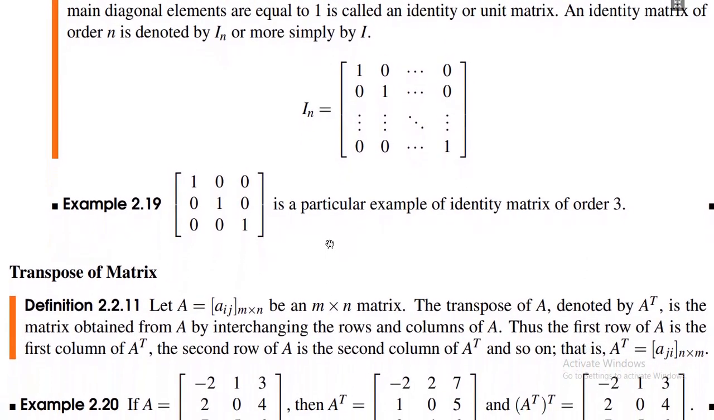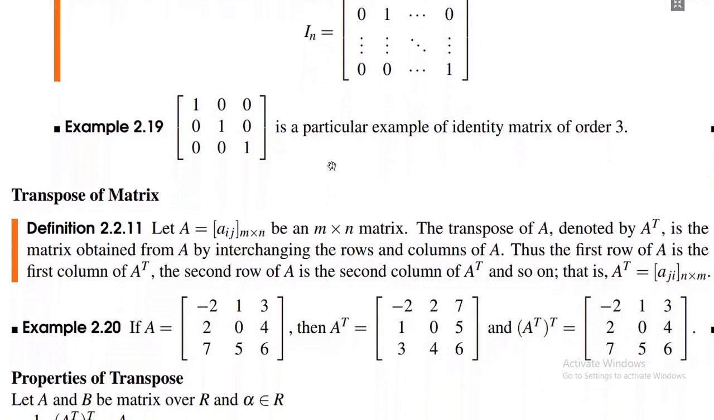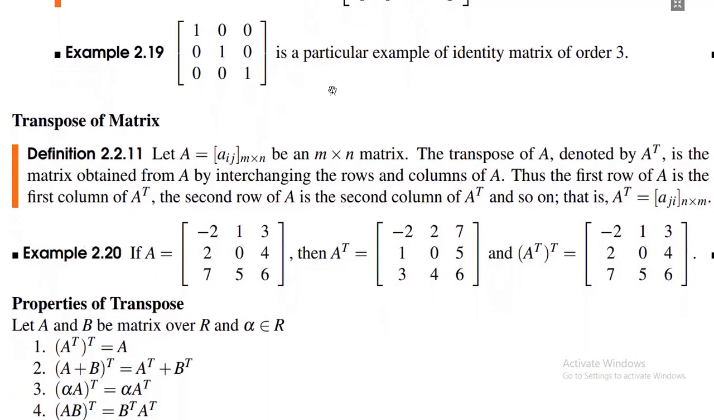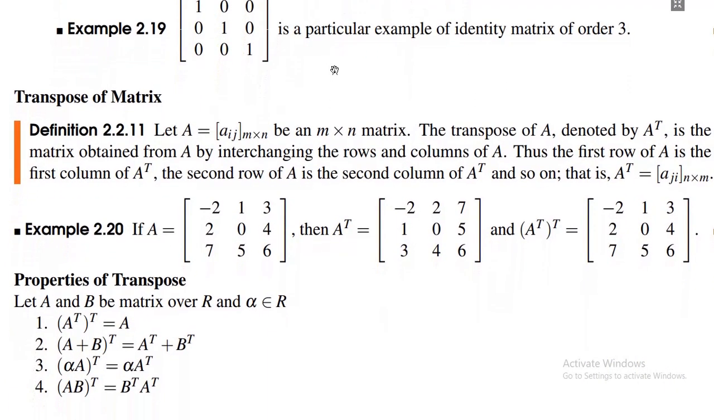Another one is the transpose of a matrix. What is the transpose of a matrix? What are the properties of the transpose of a matrix? Definition: let A = (a_ij) be an m by n matrix. The transpose of A, denoted by A^t, is a matrix which is obtained from A by interchanging the rows and the columns of A.